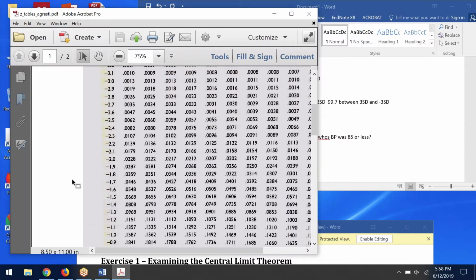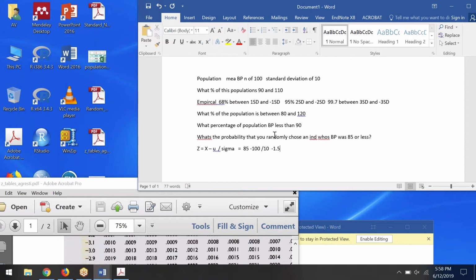So if I go back to my document here, if I can find it. Right. The area, or the probability, that blood pressure is less than or equal to 85, you could say, is 0.0668. Okay, so that's how we might manage this.